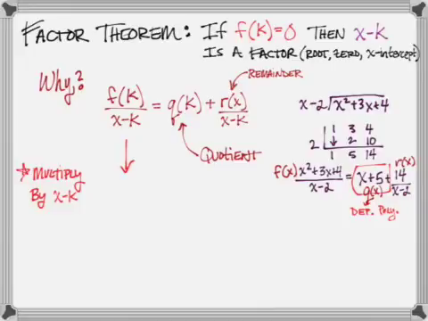If I multiply by this thing, what am I left with? Just the function, right? If I take this x squared plus 3x plus 4 and multiply everything by x minus 2, I'm left with just the numerator. Yeah?